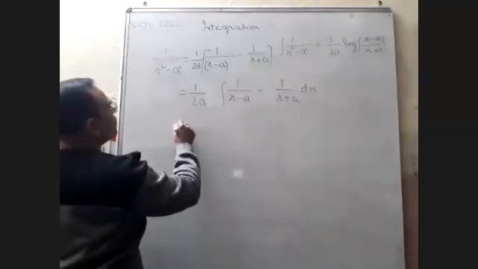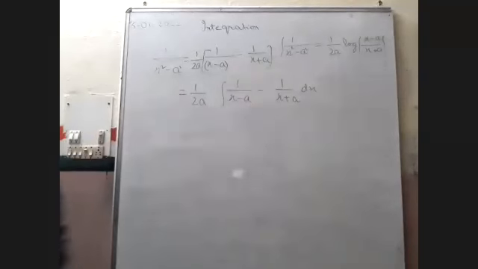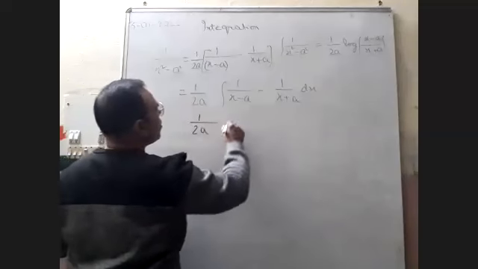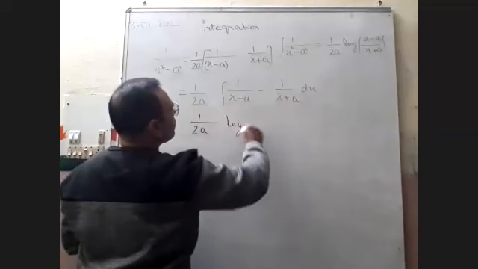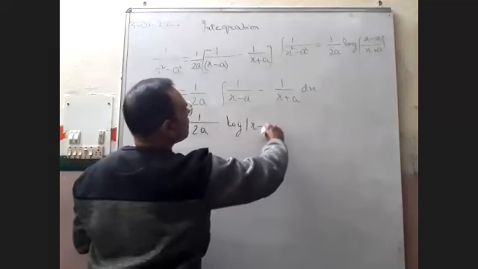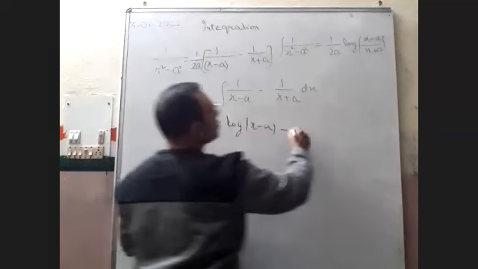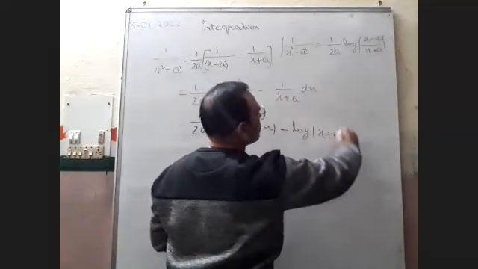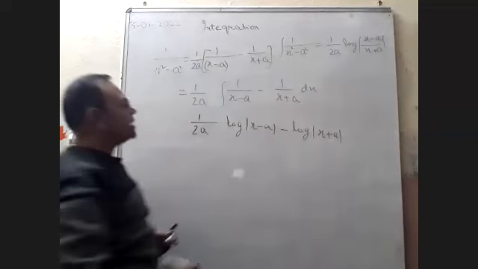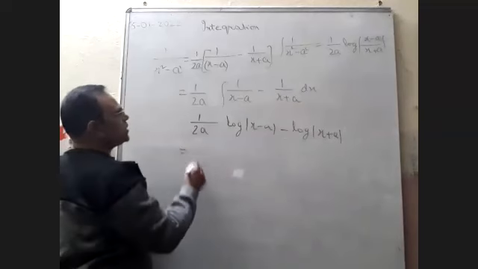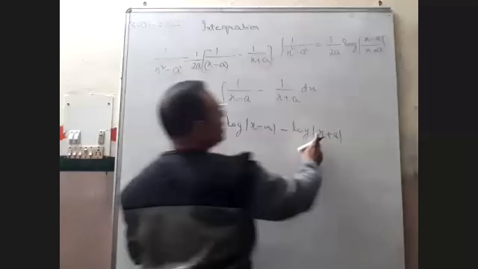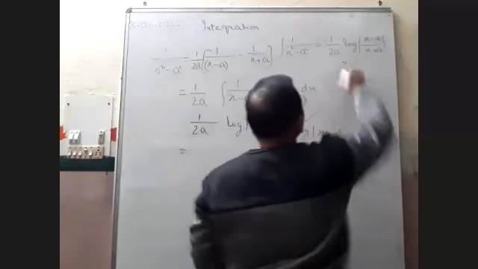You can write 1 upon 2a, 1 upon 2a log of x minus a minus log of x plus a. Because of this minus sign, we can write this expression as 1 upon 2a log of x minus a divided by x plus a, which I have written here.